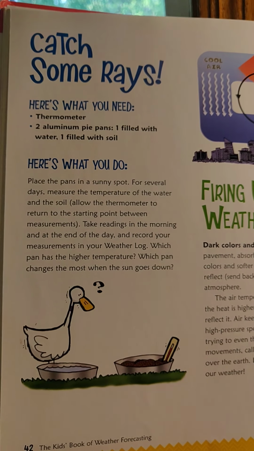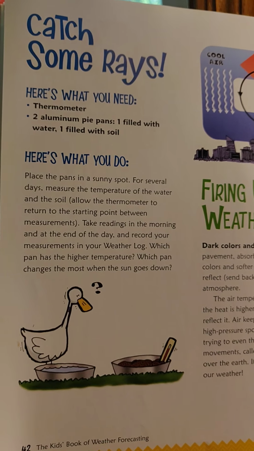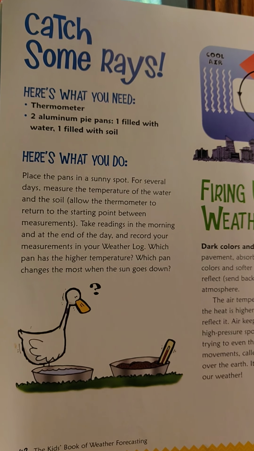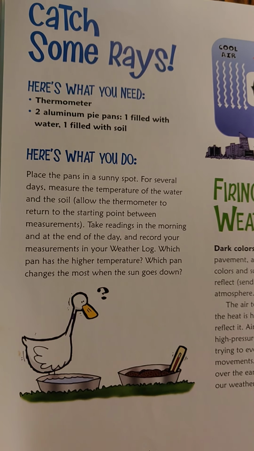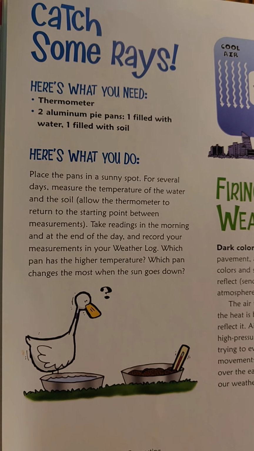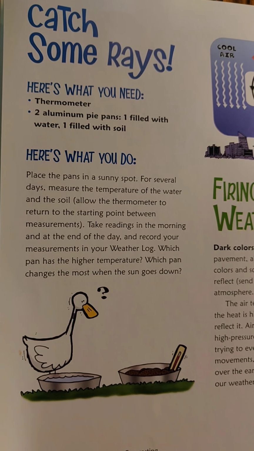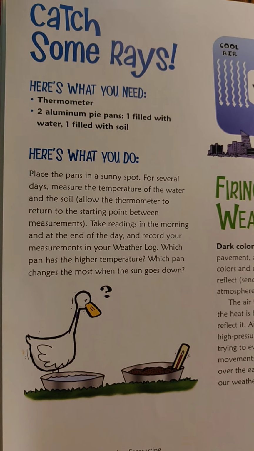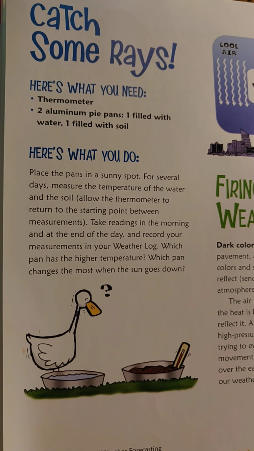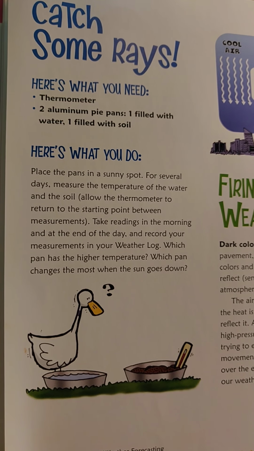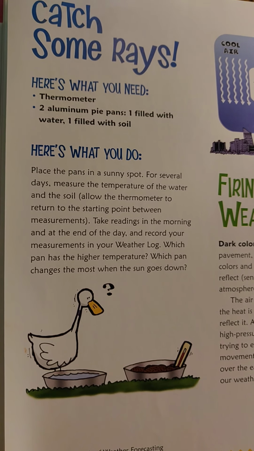Catch some rays. Here's what you need: a thermometer, 2 aluminum pie pans, 1 filled with water and 1 filled with soil. Here's what you do. Place the pans in a sunny spot. For several days, measure the temperature of the water and the soil. Allow the thermometer to return to the starting point between measurements. Take readings in the morning and at the end of the day and record your measurements in your weather log.